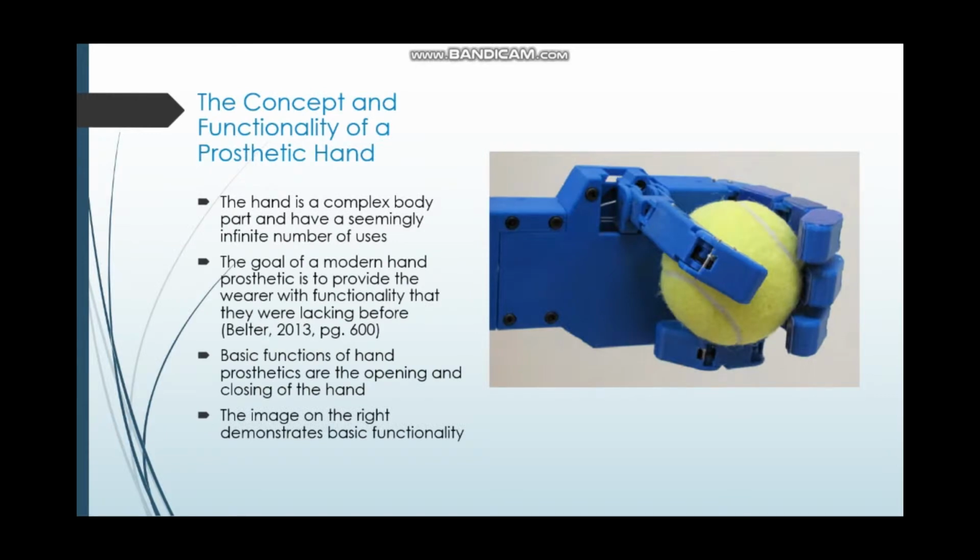So, the design and function of a prosthetic hand is to mimic that of a biological hand. The biological hand is a very detailed and complex body part that allows humans to perform a countless number of activities. The typical prosthetic hand allows the wearer to open and close the hand to grab and hold items. The image on the right demonstrates the most common and basic function, which is opening and closing the hand.